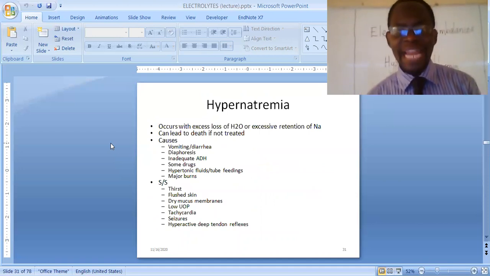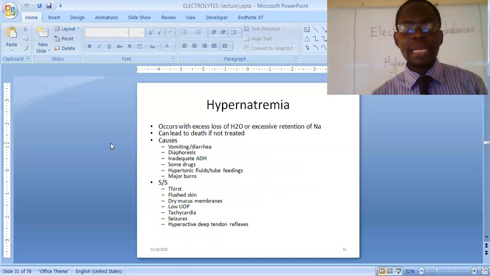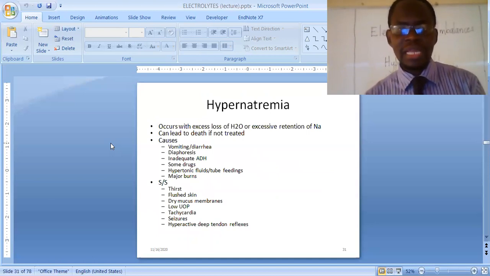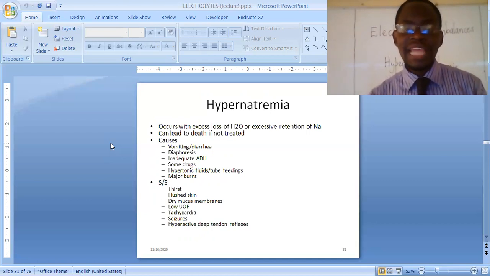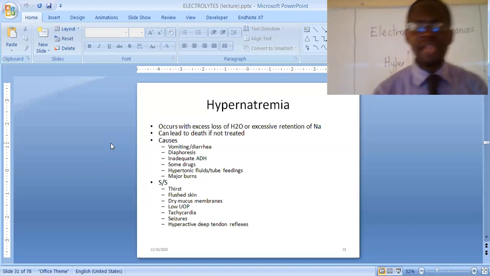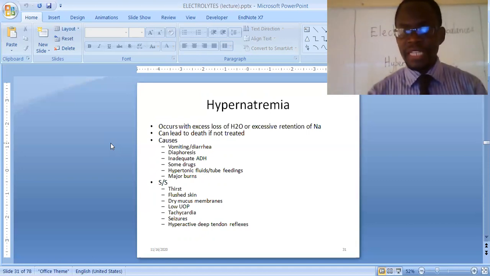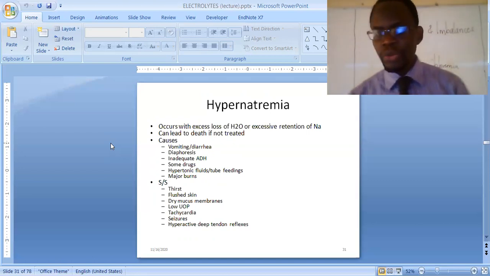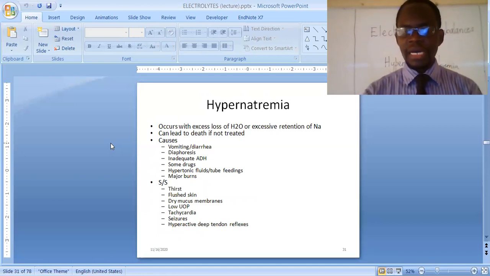So hypernatremia, this is when you have too much sodium. And again, those are the causes. Signs and symptoms can be thirst, flushed skin, dry membranes, low urine output, tachycardia, seizures, hyperactive DTRs. They are what we call deep tendon reflexes. In other words, if you elicit someone's reflexes, then they are so reactive. That is what we call hyperreactive reflexes.